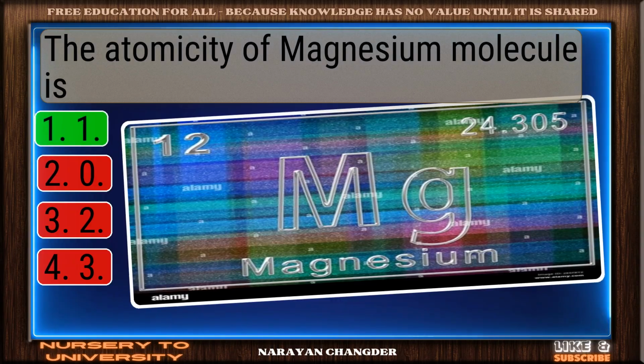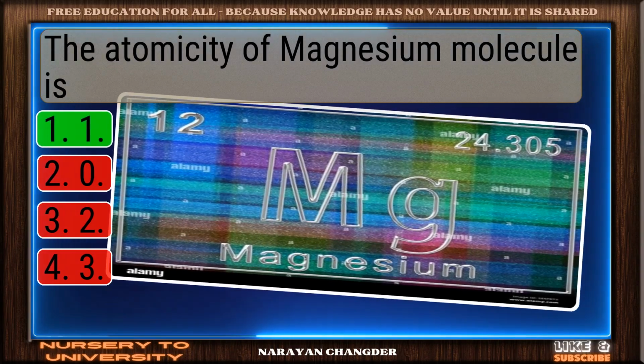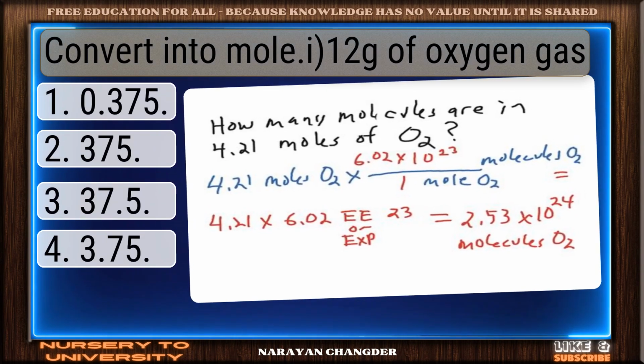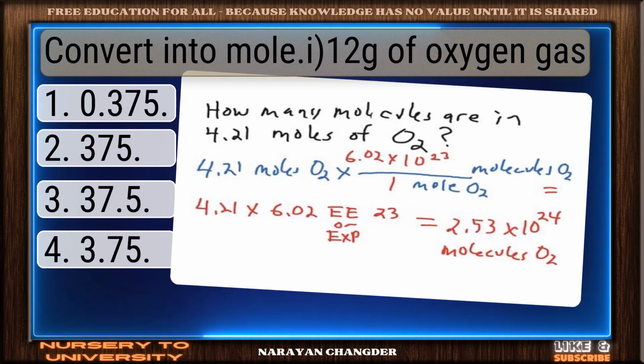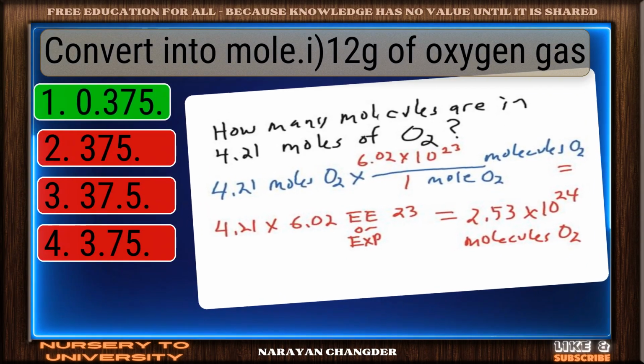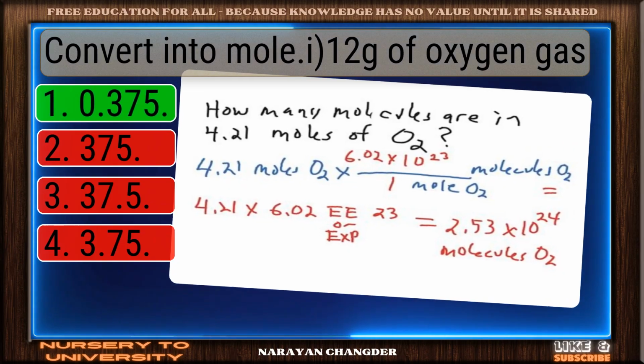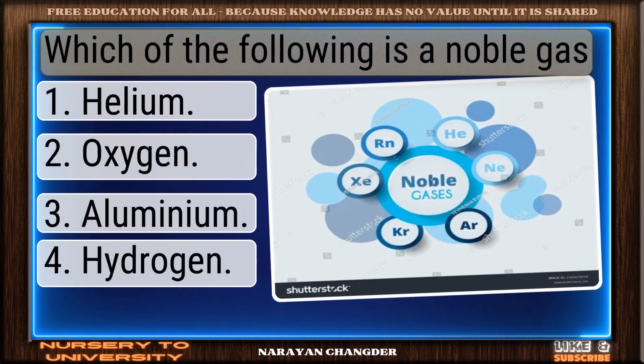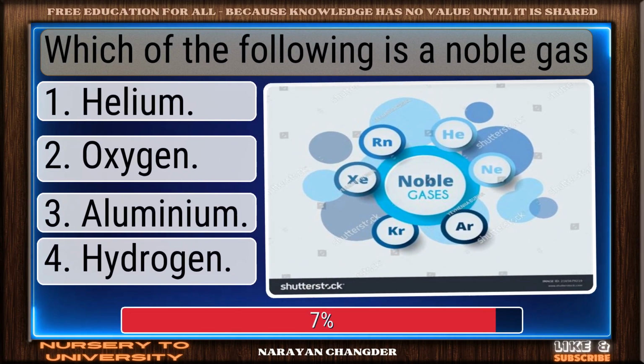Nice work. You chose 1 and it is correct. Question number 201. Convert into moles 12 g of oxygen gas. 0.375 is a solid answer. Question number 202. Which of the following is a noble gas?